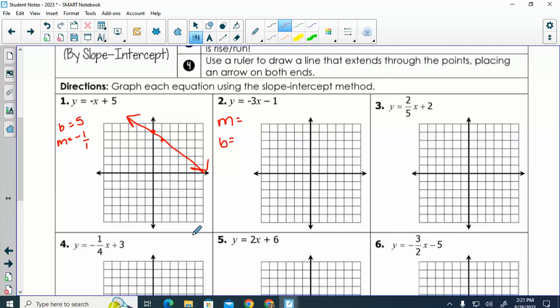So remember with slope, it's rise over run, so the negative tells me from my y-intercept, we went down, and then over positive 1, so moving in the positive direction to the right.